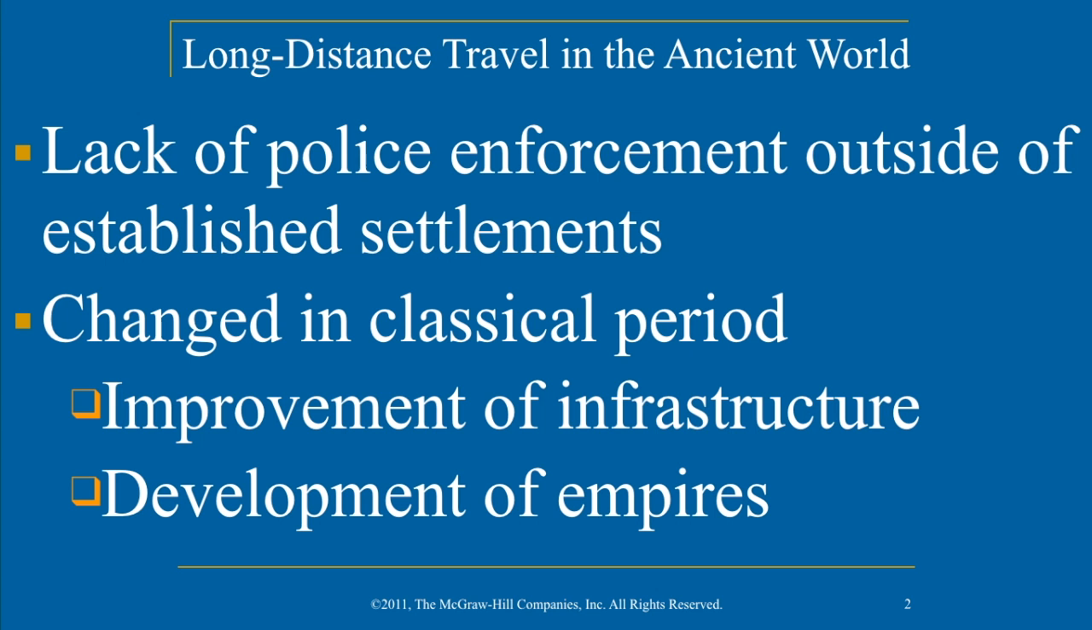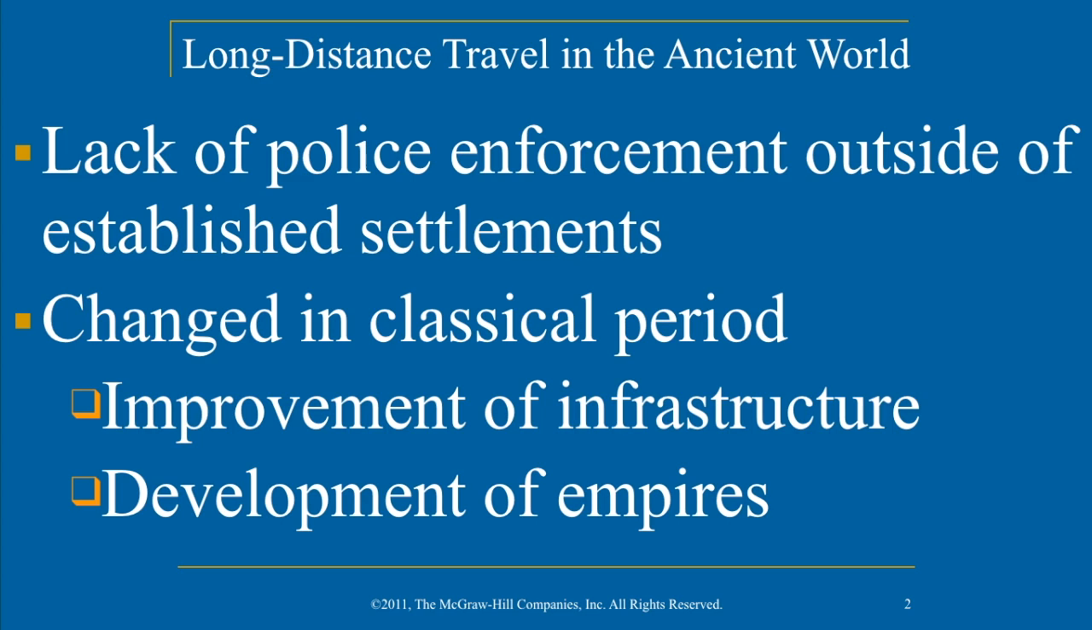So first up, we have long-distance travel in the ancient world. Lack of police enforcement outside of established settlements. There weren't very good structures to support traders within the known ancient world. This long-distance travel was basically hindered by a number of different things. If you were a trader, you would have some problems because you wouldn't always be able to get your goods to where they need to go. Sometimes there were taxes and tolls along those routes, but oftentimes there were also robbers. There were sometimes even wild animals that you might run into.